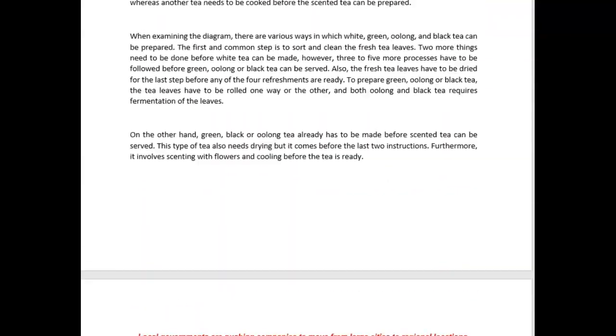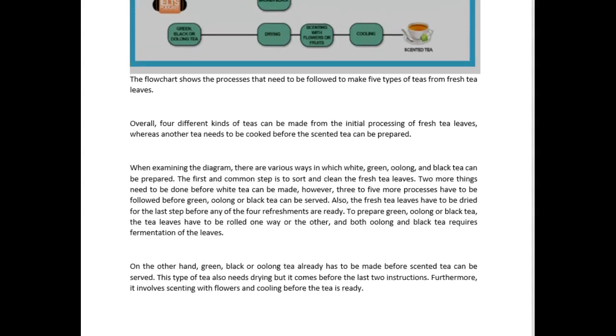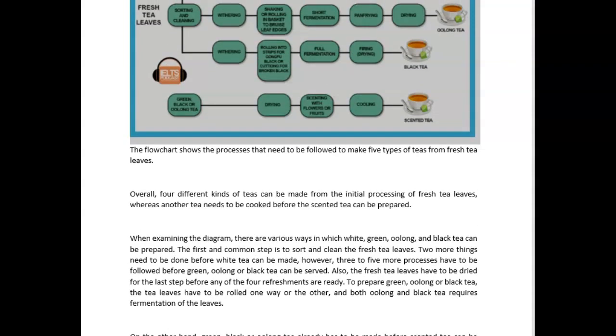Okay. So the flow chart shows the processes that need to be followed to make 5 types of teas from fresh tea leaves. Overall, 4 different kinds of teas can be made from the initial processing of fresh tea leaves, whereas another tea needs to be cooked before the scented tea can be prepared. I didn't like this word cooked. I think that's what felt a little strange to me. This was fine. So 4 different types of teas can be made from the initial process. Okay. And I didn't understand this either.